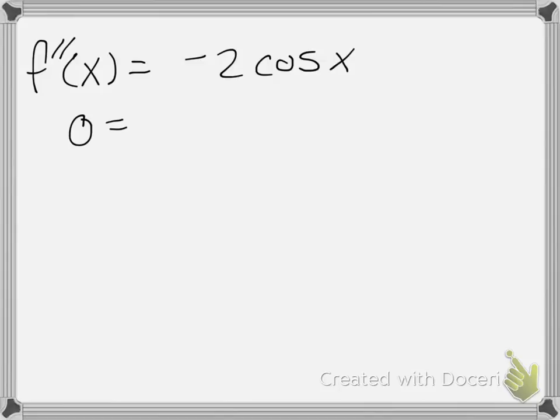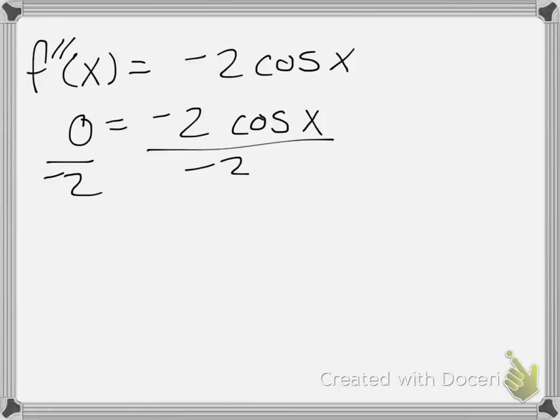And then setting our f double prime, which was negative 2 cosine x, setting that equal to 0, divide by negative 2, so we get cosine of x is equal to 0.